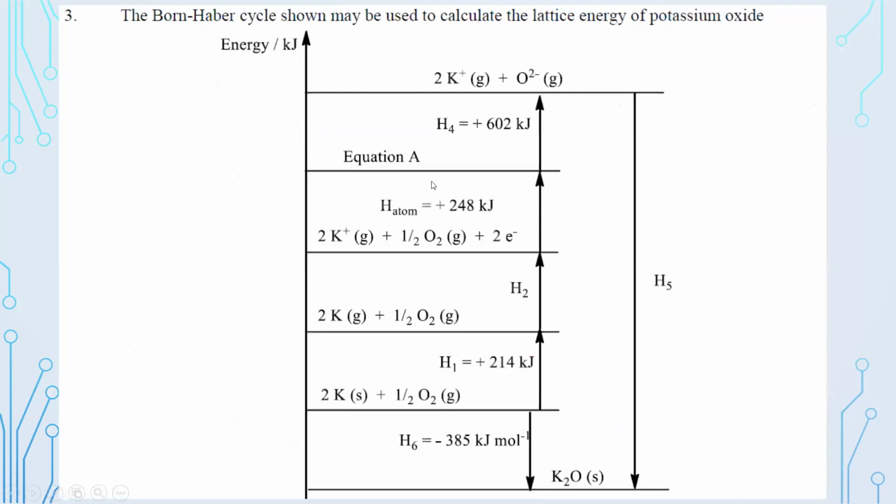Okay, number 3 shows like this. Born-Haber cycle may be used to calculate the lattice energy of potassium oxide. So this is the lattice energy, Born-Haber cycle. Let's together understand what H1 until H6 represent in here.